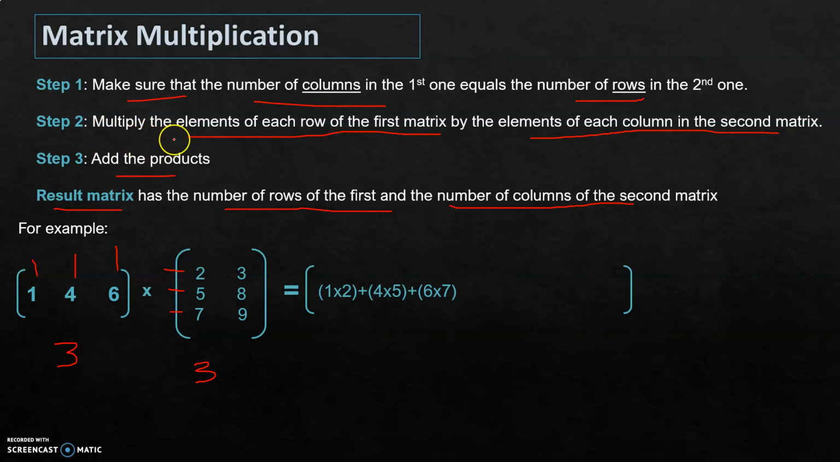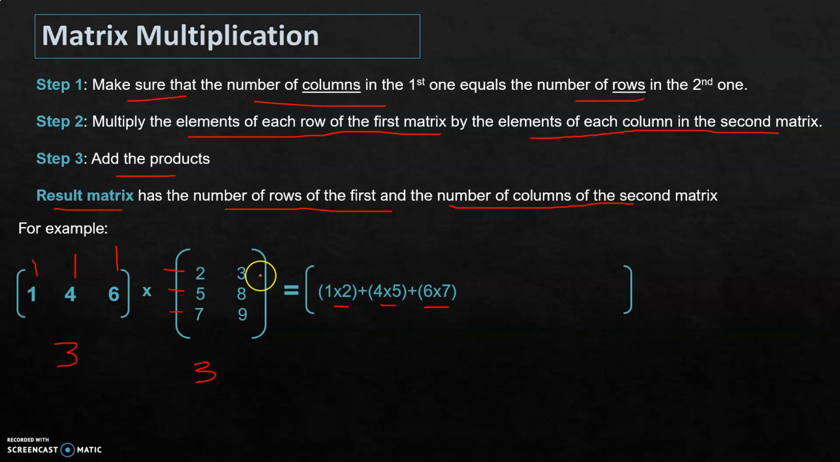The second one is to multiply the elements of each row of the first matrix by the elements of each column. So first, the elements of the first row with the first column. First row: 1 into 2, then 4 into 5, then 6 into 7. So here it is the first row with the first column. Then again, the first row with the second column. This is the procedure. This is the way to multiply the matrices.